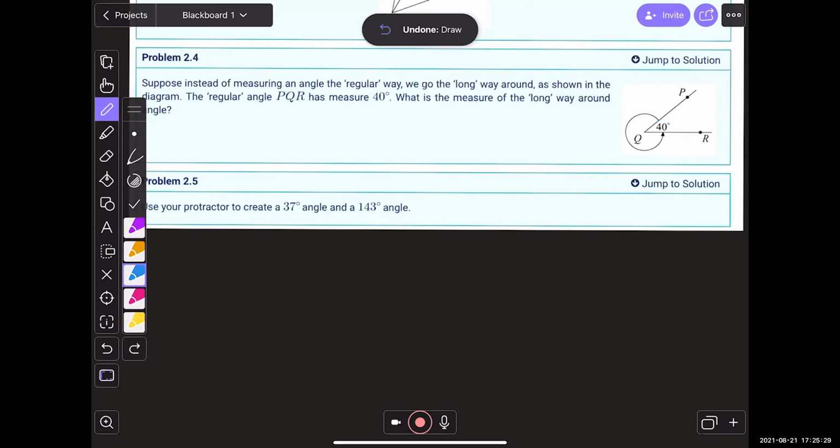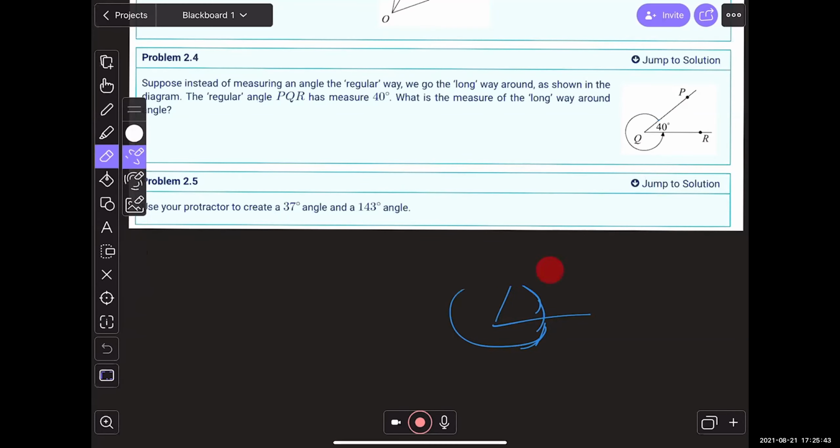So what you notice about an angle is that every angle is just a part of a full circle. If you take the angle plus the rest of it back here, you create the full circle, right? So that's what we're thinking about here. Now, this long way around, we just take that 360 degrees, subtract off the 40 to get that 320.